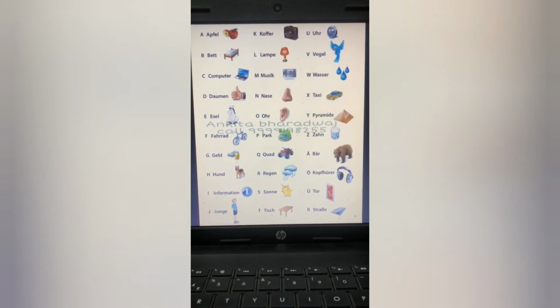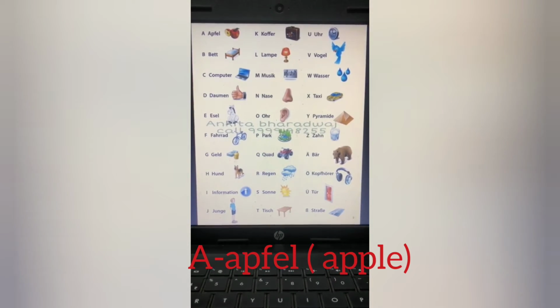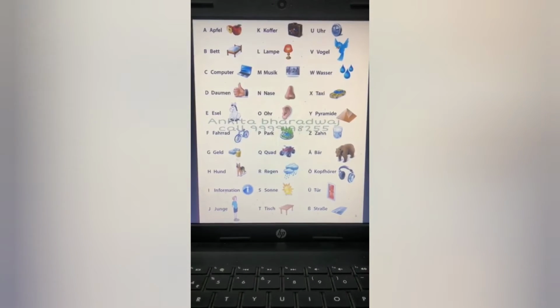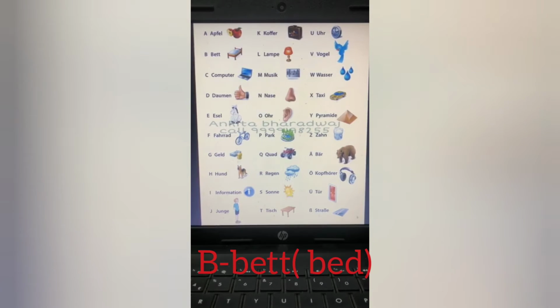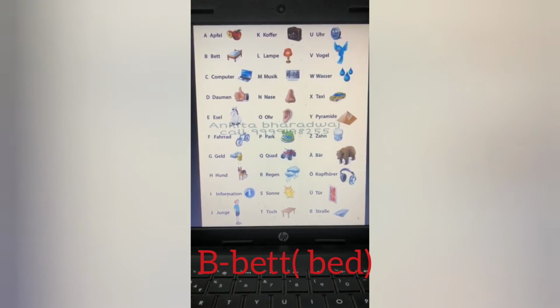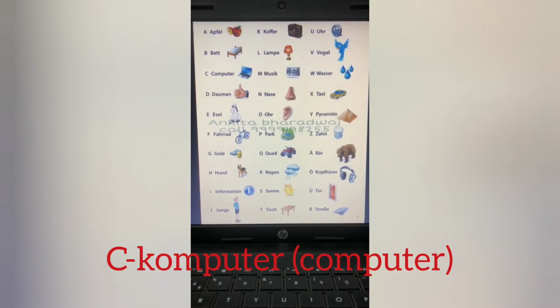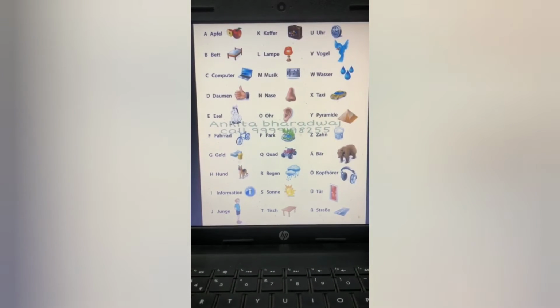A says Apfel. Apfel means apple. B says Bett. Bett means bed. C is Computer. Computer is computer. Same in English, same in German.